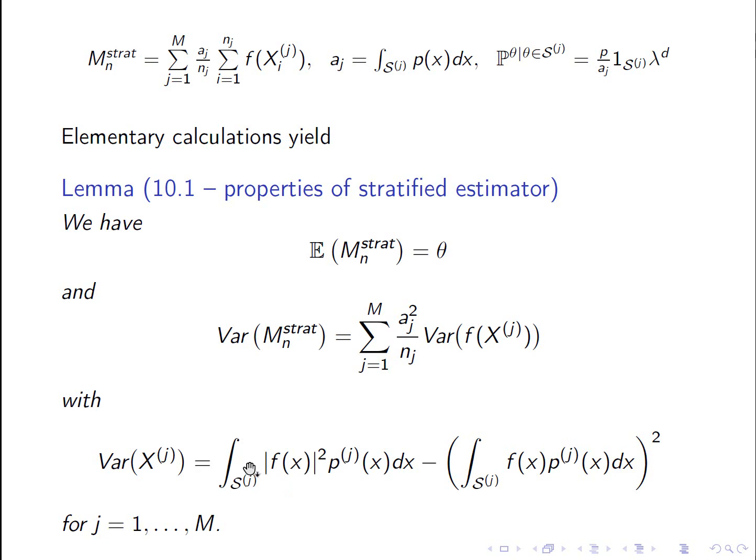Well, it's this integral over S_j, f of x squared times p_j dx, and then we subtract the conditional mean squared, which is an integral over S_j, f of x p_j(x) dx, and then squared. This can be obtained by elementary, standard calculations we are always doing. So we are unbiased, and we have this expression for the variance. And the question is now, when is this variance smaller than the variance of the standard estimator?